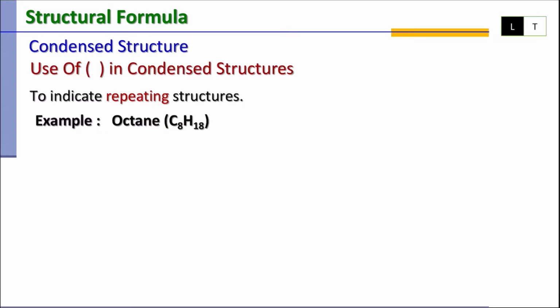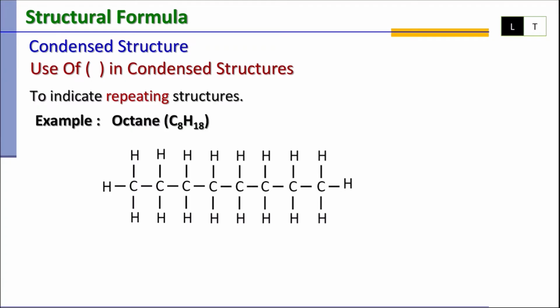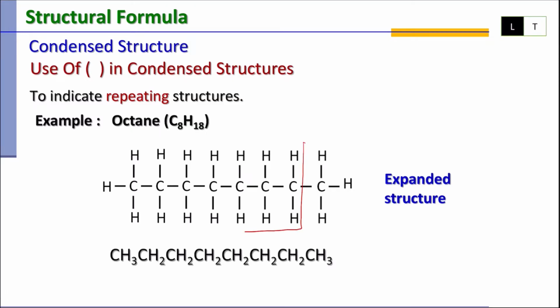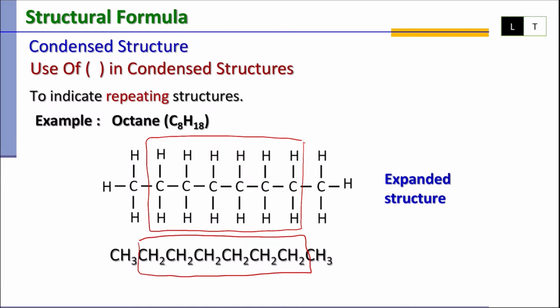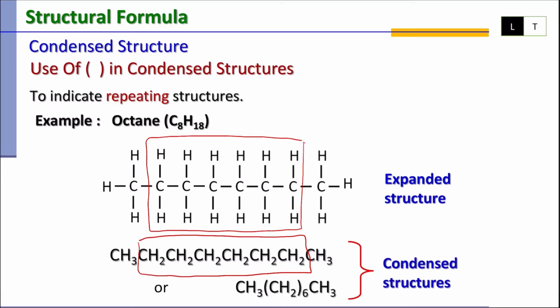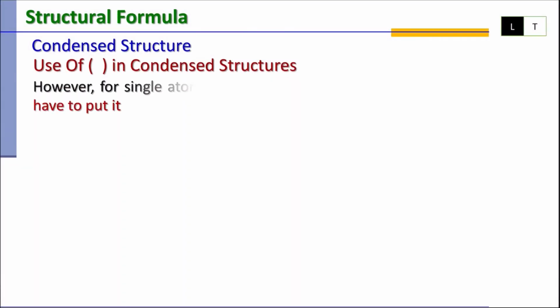Let's say saya ada octane. So octane C8H18. So bila saya draw, dia sangat panjang kan expanded structure ni. So macam mana saya nak condensekan dia? Kita nampak ada repeating unit dekat sini, iaitu CH2. So maknanya saya boleh condensekan semua repeating unit ni menjadi satu bahagian, iaitu ada 6 CH2 di tengah-tengah antara CH3 dan CH3. So dua pilihan ni adalah kita punya condensed structure. Next, we go for the next example.